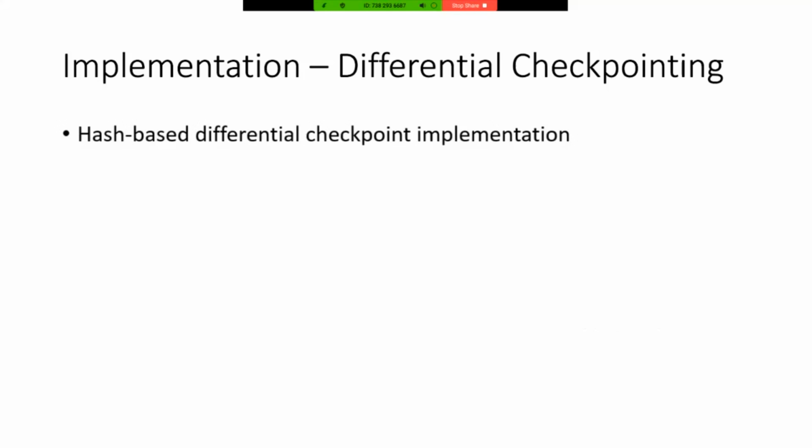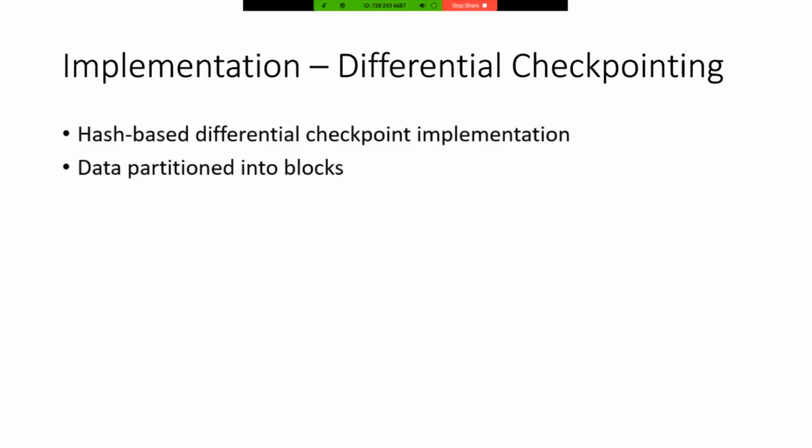Okay, so let's look at the differential checkpointing implementation. There are 2 options. We can implement it by using the page protection mechanisms on the kernel layer, to see if this page, what we have in our buffers, has changed since the last checkpoint. We decided to use a hash-based approach due to some considerations that are better explained in the paper.